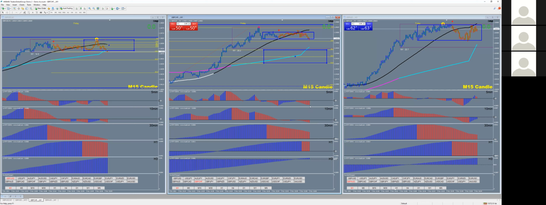I would like to see this 5 minute saddle give just a little bit more pullback than saddle. Then it should give a breakout.